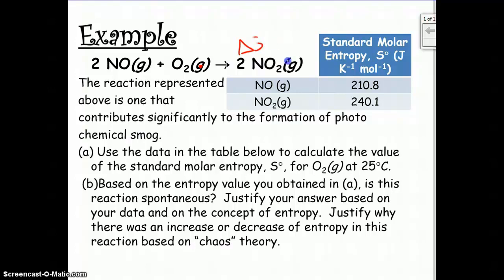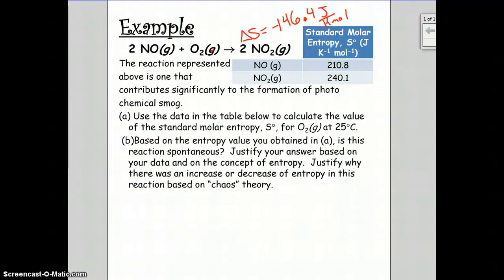The total entropy of just this reaction, the change in entropy, is negative 146.4 joules per Kelvin mole. Okay? So you see we're going from 3 moles to 2 moles, so there is going to be a decrease in energy here. Okay, so we need to try to determine the entropy value for just O2.